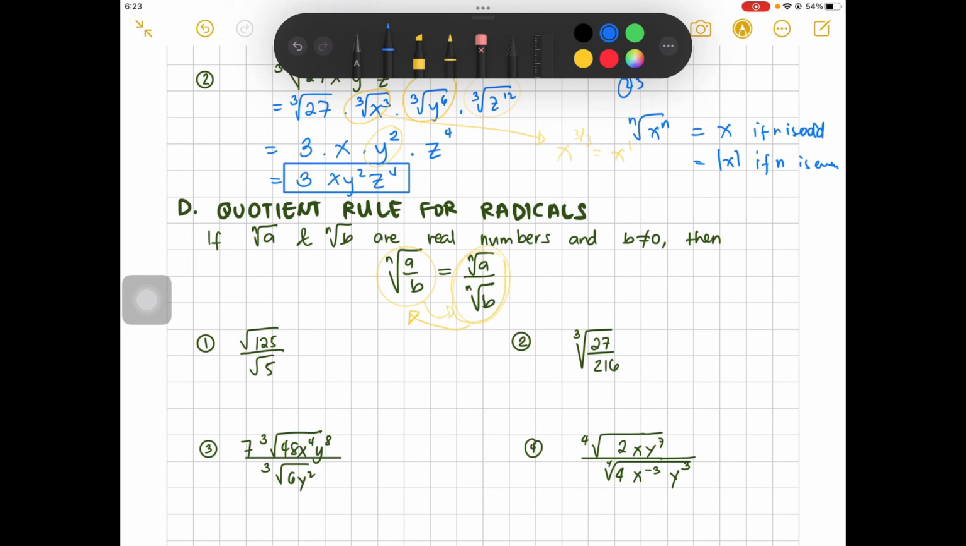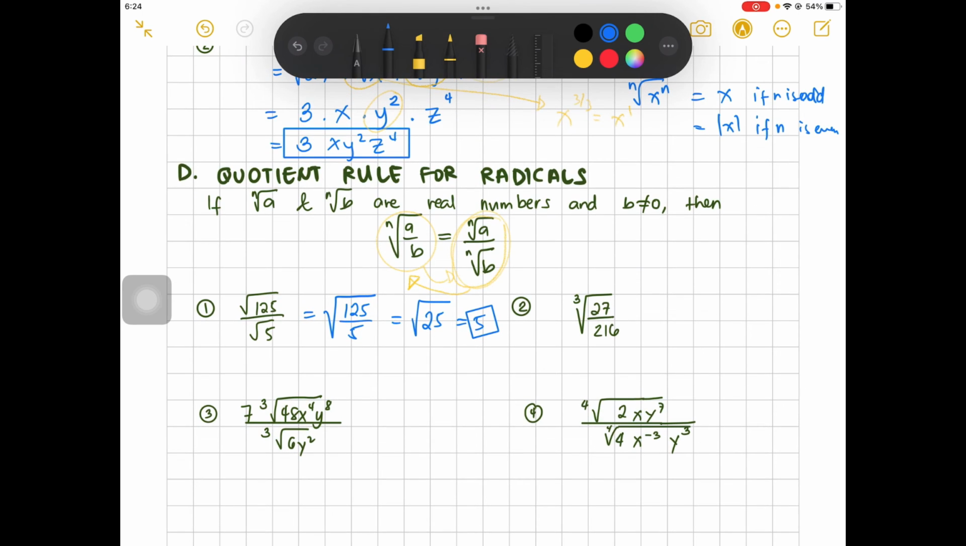Ngayon, tingnan natin itong first example. Example number 1. Square root of 125 over square root of 5. Ang square root of 125 ay hindi perfect square. Pero kapag pagsasamahin natin sila in one radical, 125 over 5, we can simplify that as 25. And the square root of 25 is 5. So this is the final answer.